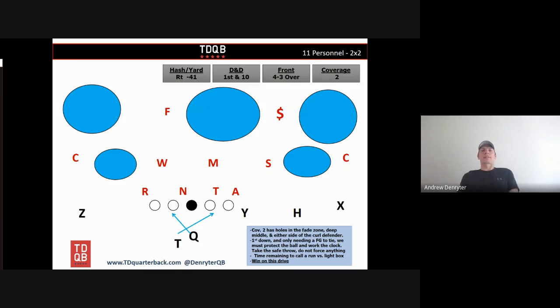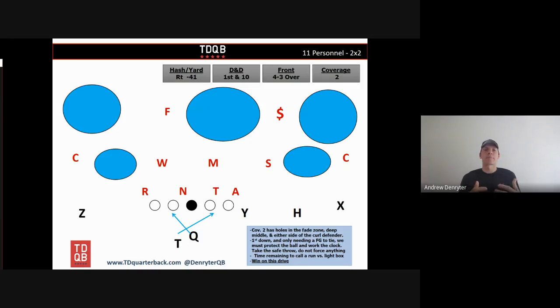So we know pre-snap, based on our route combination, that weak side fade is open. That corner doesn't bail, or I don't see that safety get off the hash, and we're running a vertical outside. I'm drilling that ball in. Now I go into the play with a plan of attack. Now I know, okay, this is a coverage. If nothing changes, if they just stay in their assignments, I know where I'm attacking the defense. I know where I'm going with the football pre-snap.